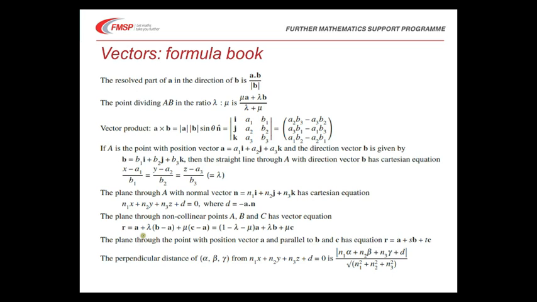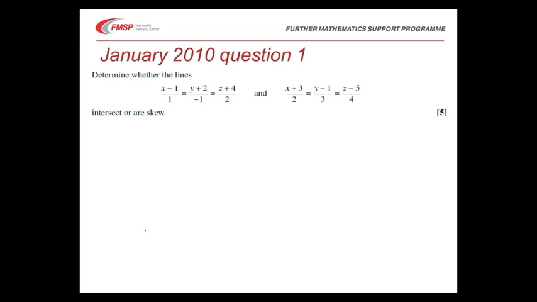So let's take a look at some exam questions. The first one is looking at lines, and then after this we'll do one looking at planes. We're asked to determine whether these two lines, (x minus 1)/1 = (y plus 2)/(negative 1) = (z plus 4)/2, and this second one, (x plus 3)/2 = (y minus 1)/3 = (z minus 5)/4, intersect or are skew.